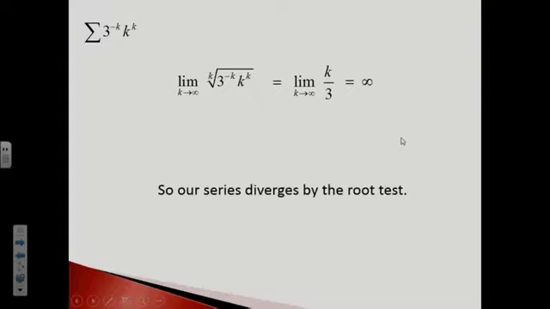Test the series sigma 3 to the power of minus k multiplied by k to the power of k for convergence. We try the root test. Let a_k equal 3 to the power of minus k multiplied by k to the power of k. Then the kth root of a_k is k divided by 3. When k tends to infinity, the limit is infinity. Since L is greater than 1, the root test tells us that the given series diverges.